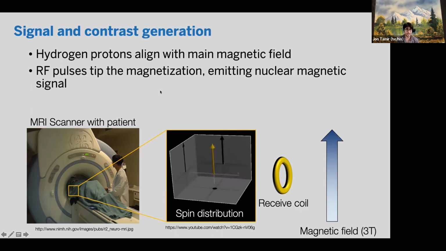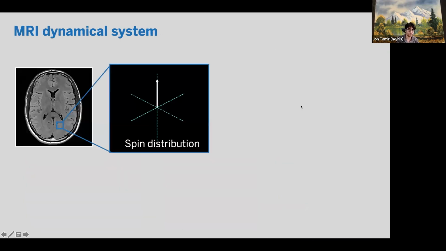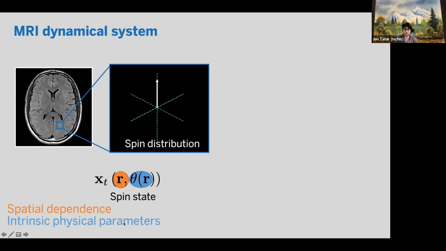And so we can abstract away these different spins and think of it as a spin distribution in 3D space, where at every position, we have a distribution of spins that are aligned with the main magnetic field. And we can think of the MRI system as this dynamical system, where in every position in the body, we have these spins and we have a particular spin distribution. And so we can call this spin magnetization the particular spin state at a particular time t. That's a function of both position, as well as intrinsic tissue parameters, intrinsic physical parameters of that particular spin.